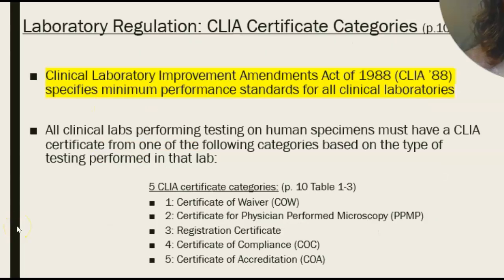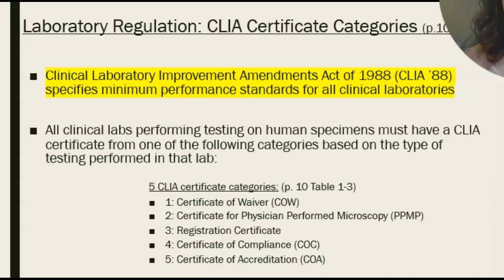As a clinical laboratory, there's certain regulations that we have to follow, and these are called CLIA certificate categories. All clinical laboratories have to follow minimum performance standards, and there was an act called the CLIA or Clinical Laboratory Improvement Act of 1988, and sometimes you'll hear it referred to as CLIA 88. And again, it just specifies minimum performance standards for all clinical laboratories. So these are the guidelines that all labs have to fall within to operate. So all clinical labs performing human testing need to have a CLIA certificate, and there's 5 different categories for CLIA certificates depending on the complexity of the testing being done at the facility.